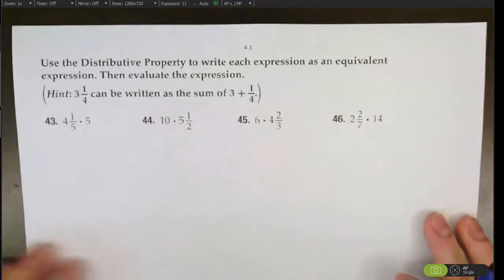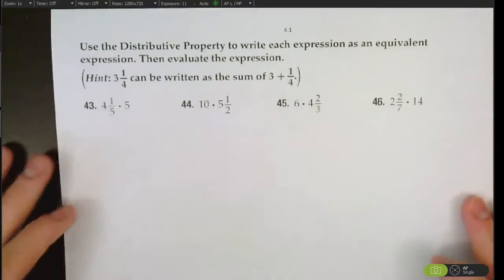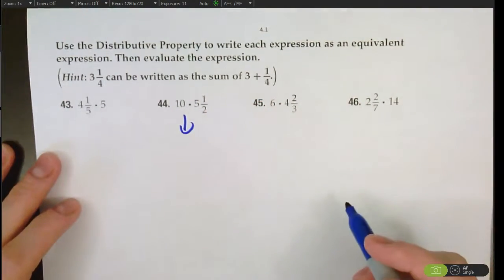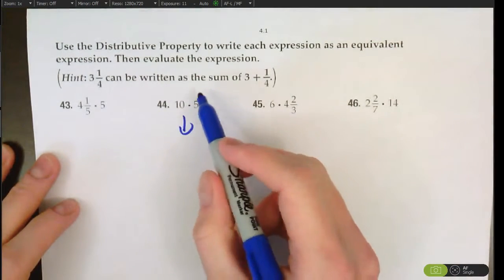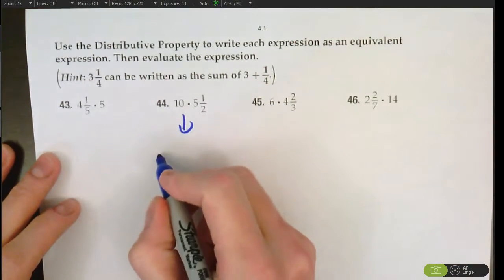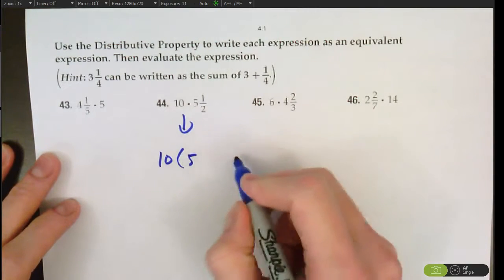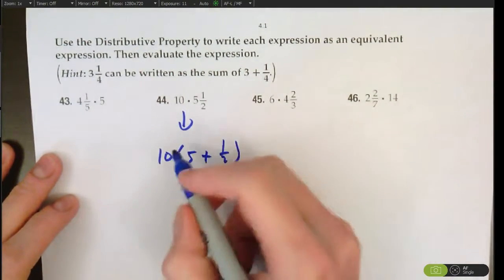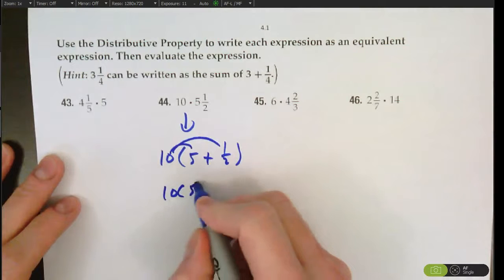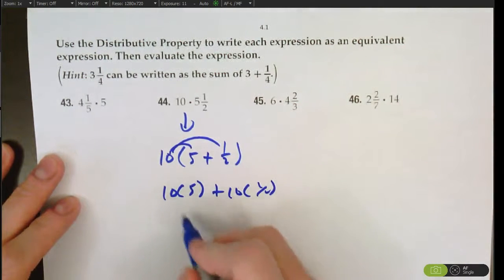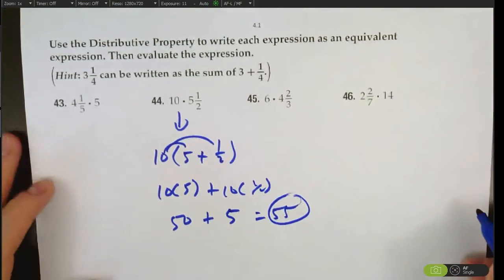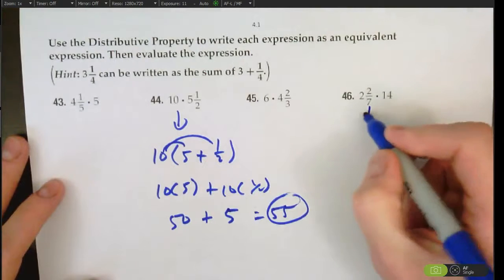All right. Next type of problem from 4.1 is mixed number multiplication. And the reason this is so nice is that instead of me making this into an improper fraction, which is 10 times 11 halves, I can treat this as 10 times 5 plus 1 half. That's what 5 1/2 means, is 5 plus 1 half. And then this distributes really nicely. 10 times 5 plus 10 times a half. 10 times 5 is 50. 10 times a half is 5. Becomes 55.